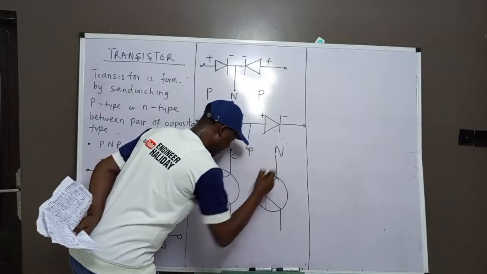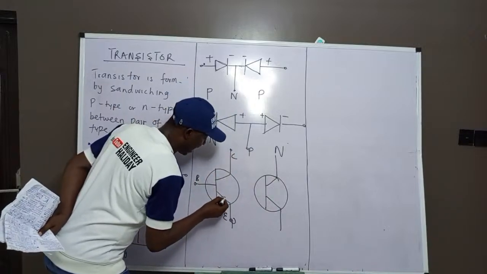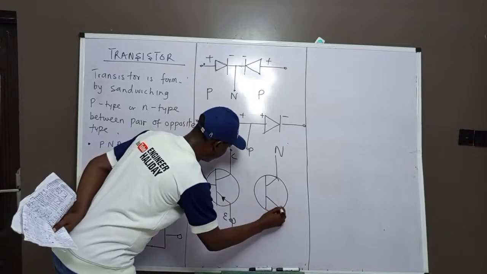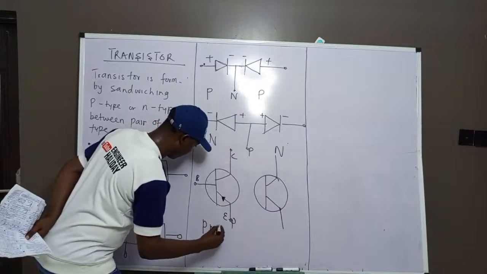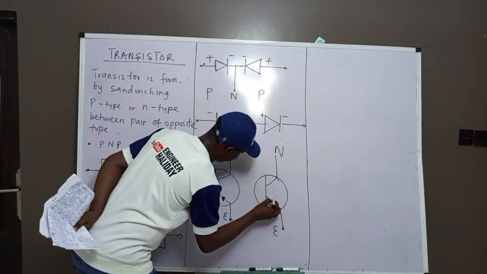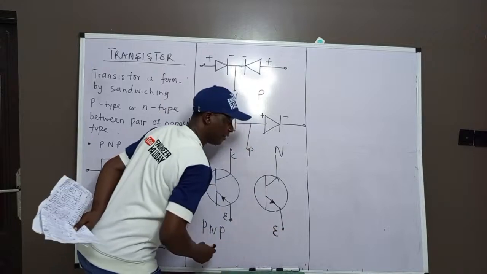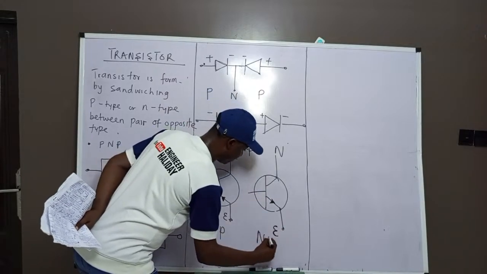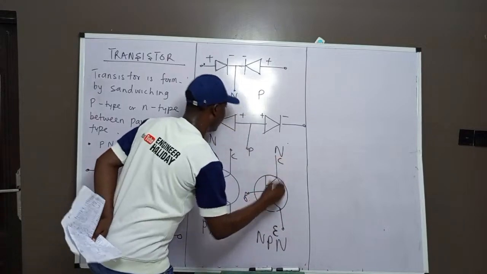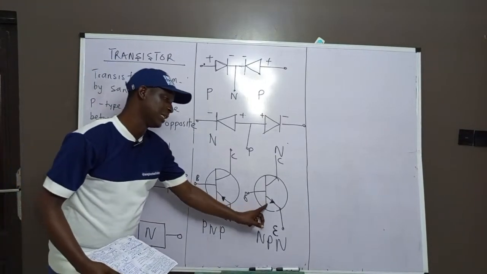Now, let's take this one as E, B, and C. When the arrow is going out from E, the emitter, it is a PNP. But when the arrow is going towards E, we have it as an NPN. So this is the base, this is the emitter, and this is the collector. This is the symbol for a PNP, and this one is an NPN.